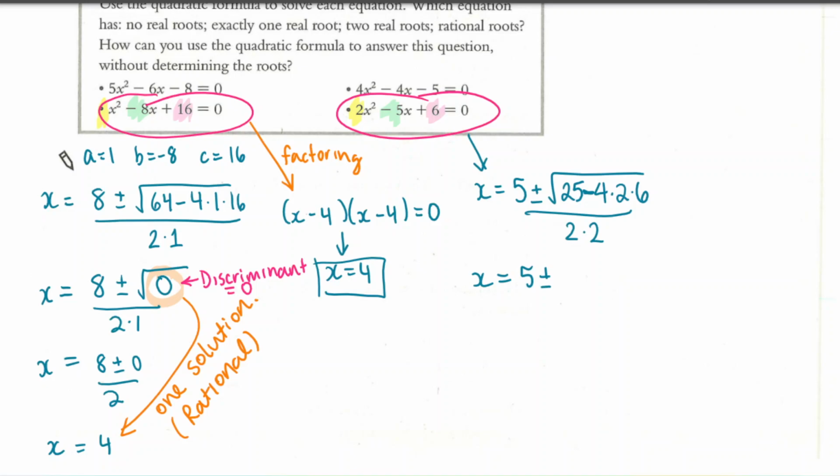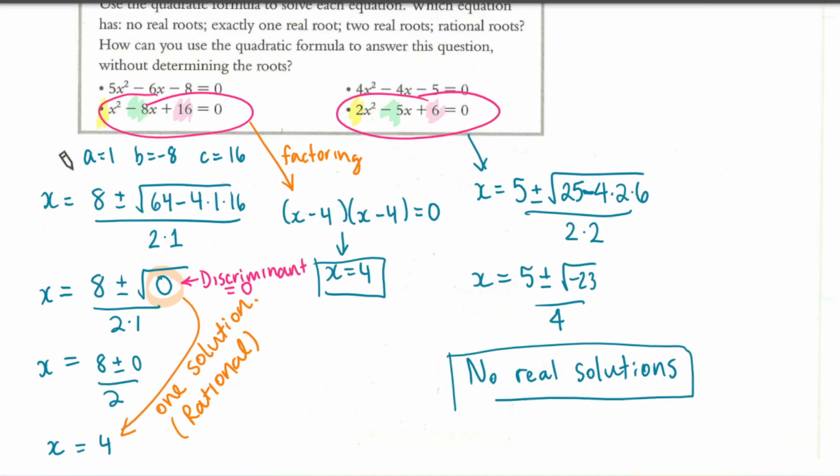So 25 minus 48 is -23. Now we actually could stop here because negative square roots cannot be evaluated. So there are actually no real solutions to this equation. We're done. There's no actual answer to this equation. There's no solutions. Sometimes you'll also see it written like this, no real roots. It means the same thing.